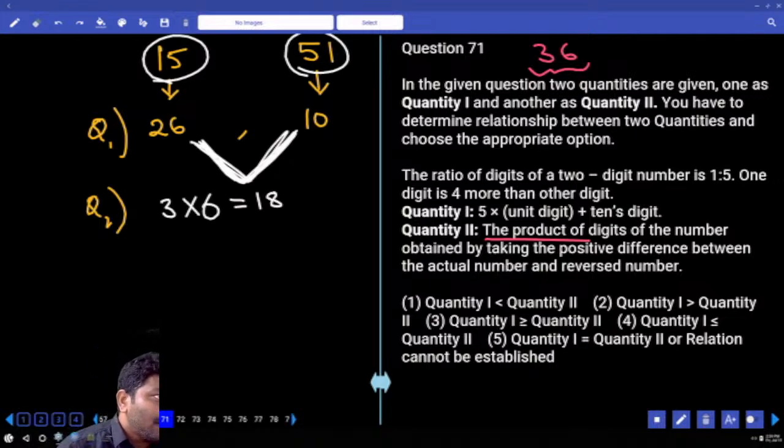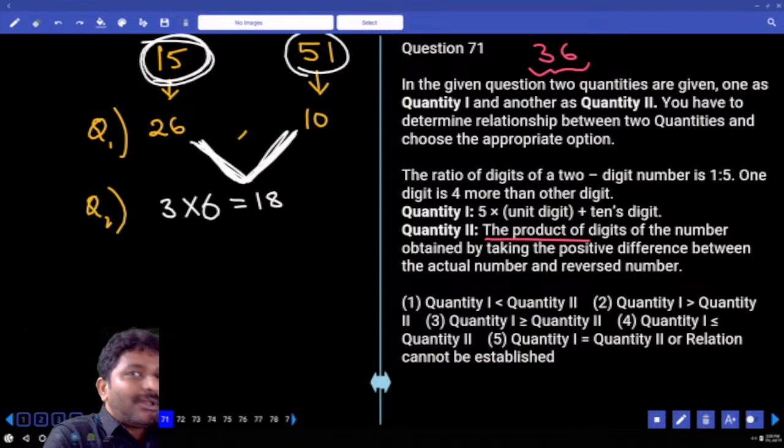Followed? Come on. So you cannot go for any assumptions, like 15 is the only number. Who told you that 1 will be in the tens place? It can be in the units place also. So you have to think of all the possibilities. Okay?